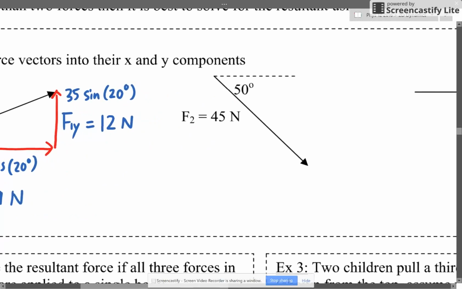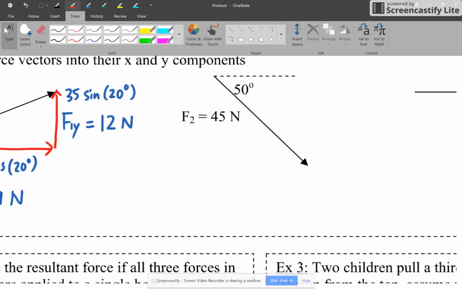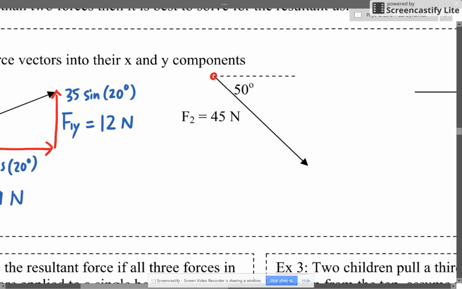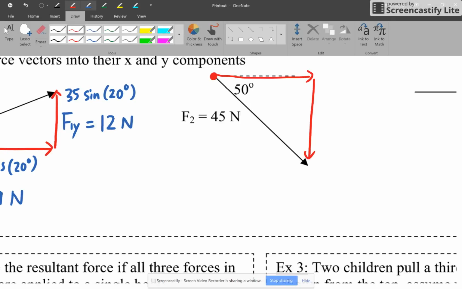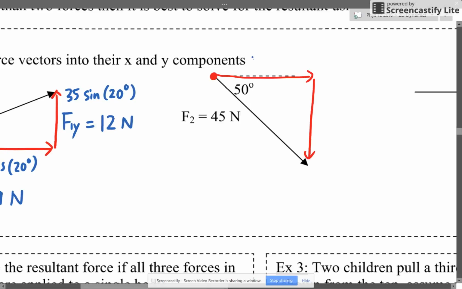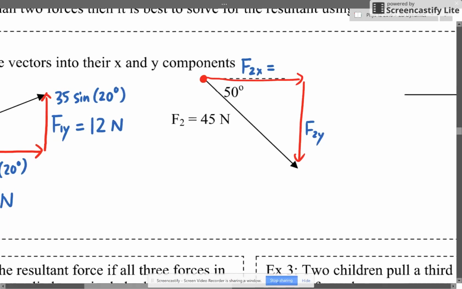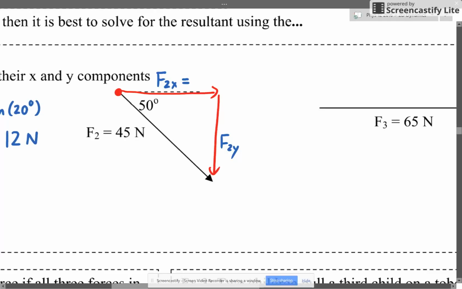Right, let's do one more. In this one, we're trying to break this. So we start right there, 45 Newton, 50 degrees. We have to go to the right hand side first and then go down. So one of them is down. So drawing arrows, that's F2x and then F2y. Okay, same idea. You just have to figure out which one uses cosine and which one uses sine. So if you want to, pause the video here and figure it out yourself.